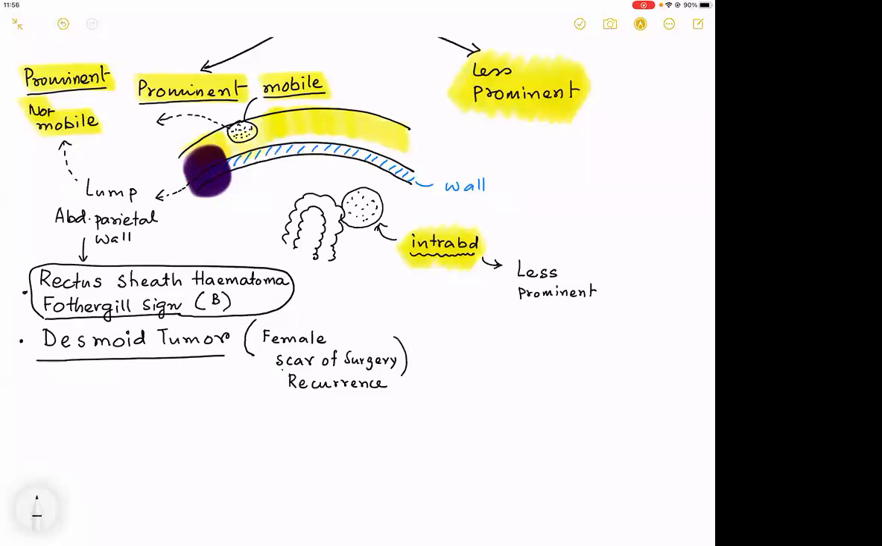Sir, the intra-abdominal lump can also be mobile, right? Yes, intra-abdominal lumps are in this part. We have not tested the mobility as of yet. Is it prominent? Not prominent. Make it very simple: prominent, less prominent. We'll learn about mobility very quickly with the next test. If it is less prominent, where is the lump present? The lump is present in the peritoneal or the abdominal cavity.